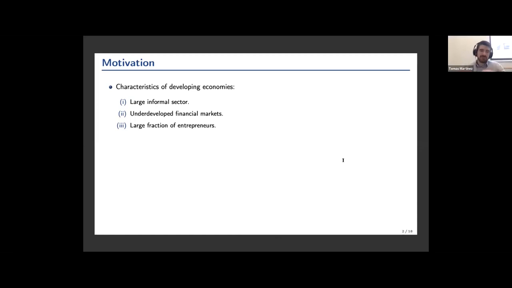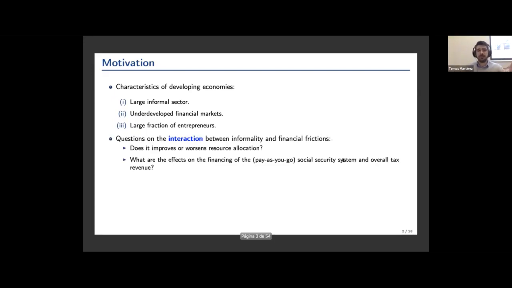So this paper starts with the main motivation of developing economies, right? These three characteristics of developing economies: a large informal sector, underdeveloped financial markets, and a large fraction of entrepreneurs. And here, entrepreneurs are not just business owners, but small own-account workers, that guy selling caipirinha on Copacabana beach or whatever. Okay, so the idea of this project is to understand how those things interact with each other, right? So whether there is any meaningful interaction specifically between informality and financial friction. And precisely, we want to ask whether this improves or worsens resource allocation in the economy.